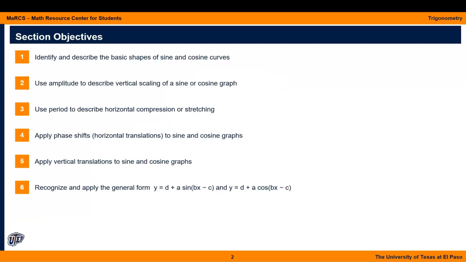By the end of this lesson, you should be able to identify the basic shapes of sine and cosine curves, understand how amplitude and period affect those shapes, and apply both horizontal and vertical shifts. You will also learn how to work with the general form of these functions and interpret what each parameter is doing to the graph.